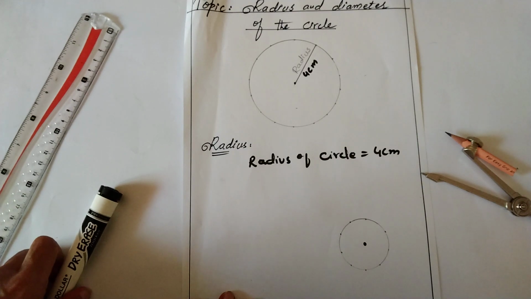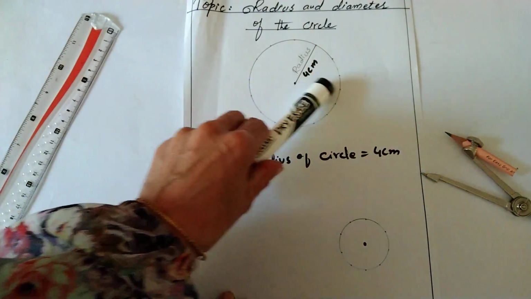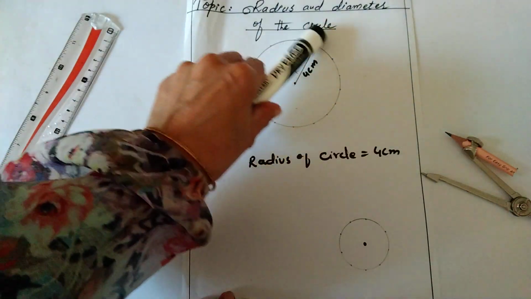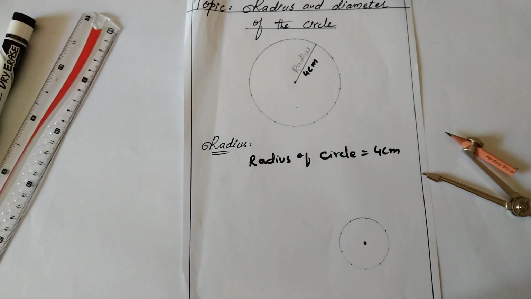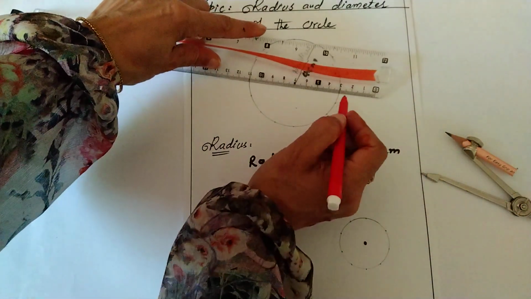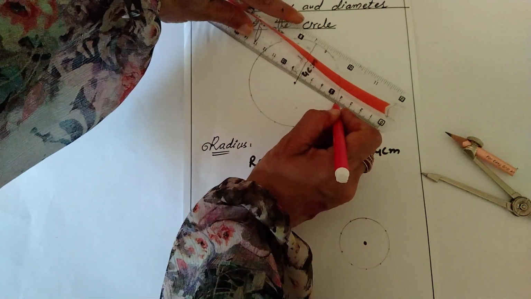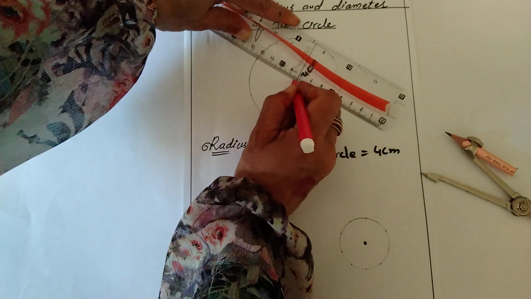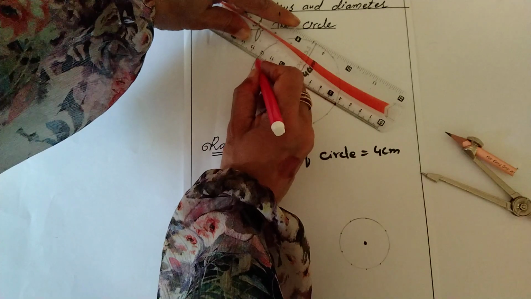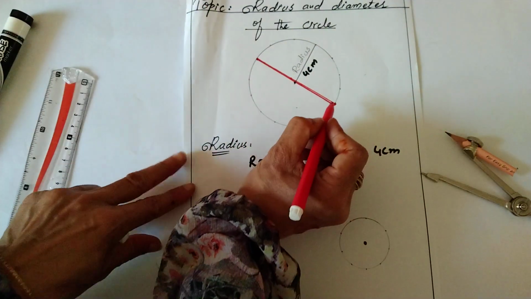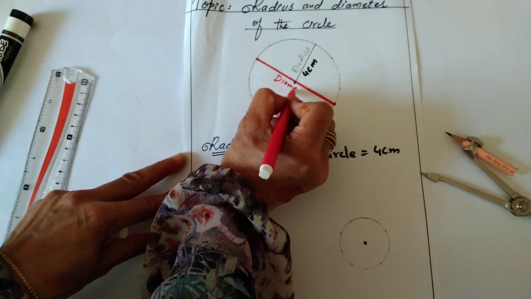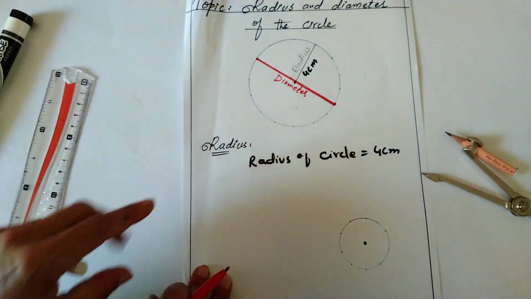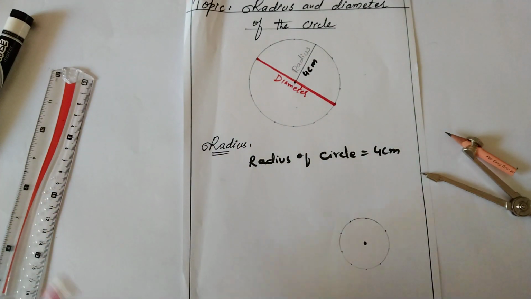The line which joins two points on the circumference and passes through the center of the circle is called the diameter. So now we will find the diameter of the same circle. I will join any two points from the circumference such that the line passes through the center of the circle. So this is called the diameter. We have to calculate the diameter.